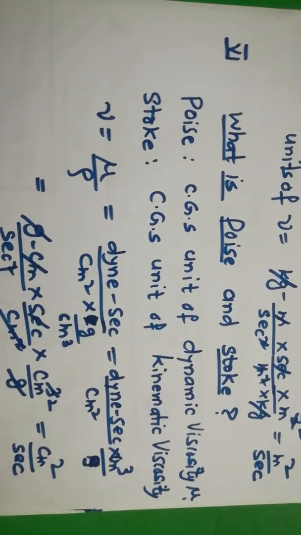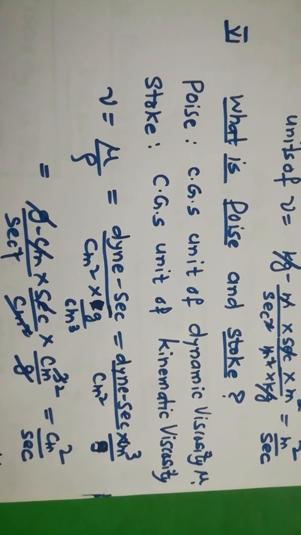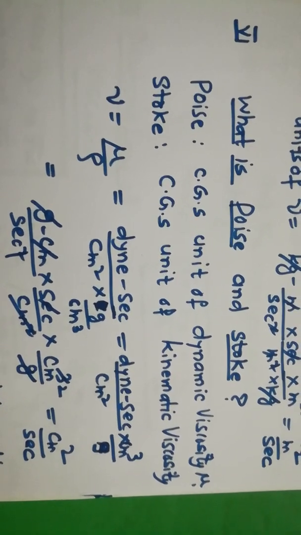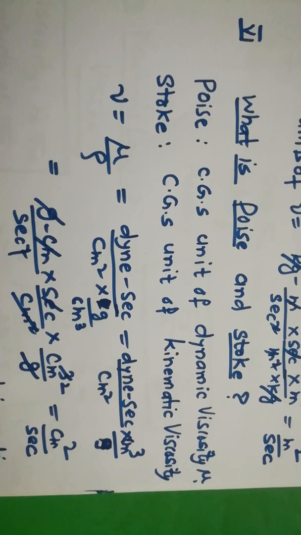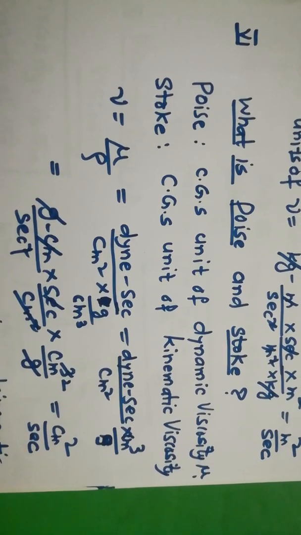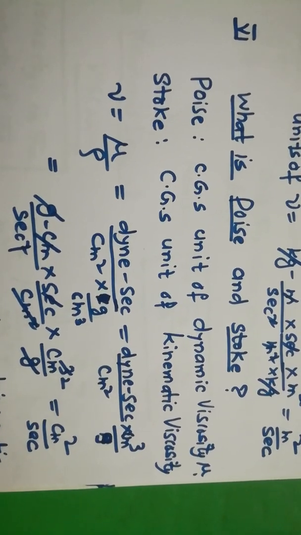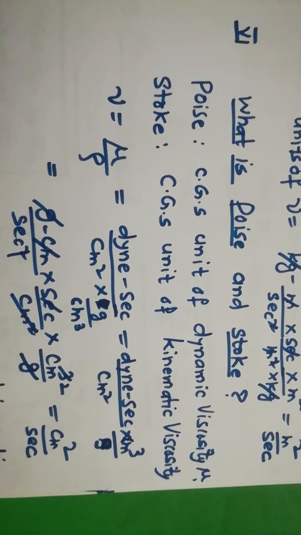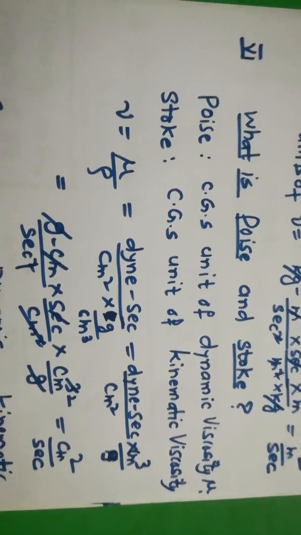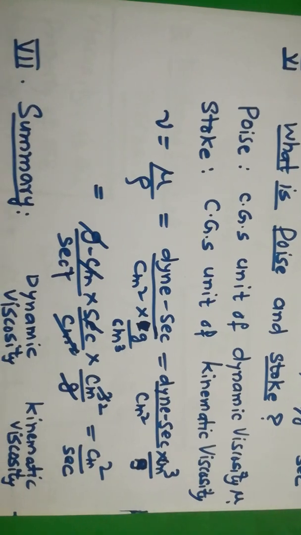We know that dyne, what is dyne? We have discussed earlier. It is nothing but gram centimeter per second square. That is, if the acceleration produced in a mass of 1 gram is 1 centimeter per second square, then that force is called a dyne. Substituting dyne equal to gram centimeter per second square into the equation dyne second per centimeter square into centimeter cube per gram, and cancelling all those terms, the units of nu I will get are centimeter square per second.